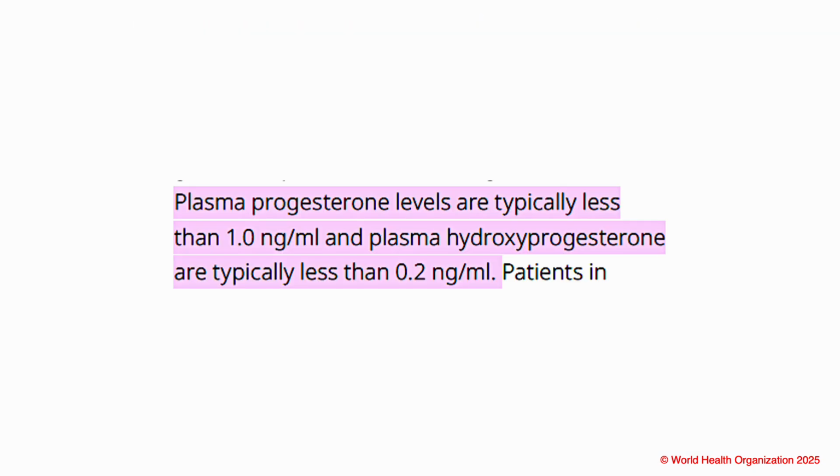What is the plasma progesterone level that is considered? It should be less than 1 nanogram per ml, and plasma hydroxyprogesterone typically less than 0.2 nanogram per ml. We always have some problem with nanogram per ml, picogram per ml like this.